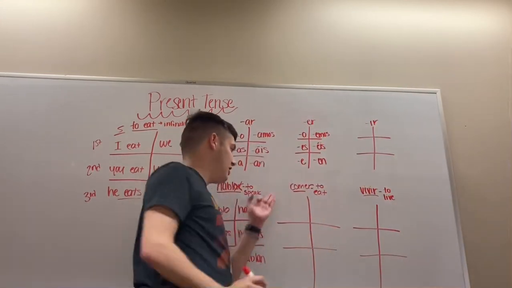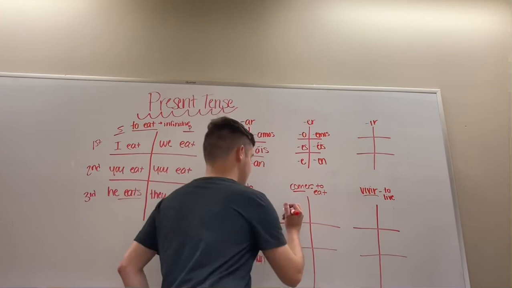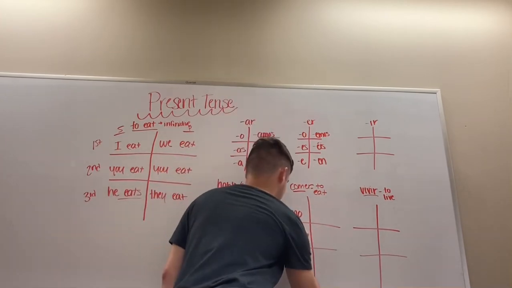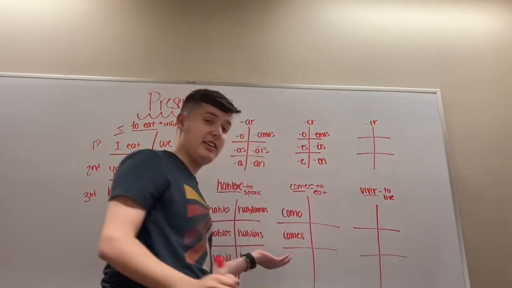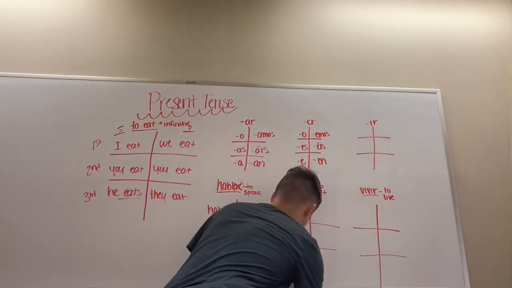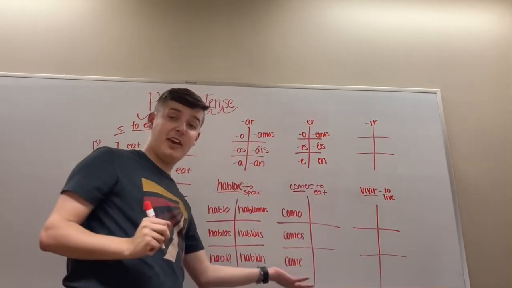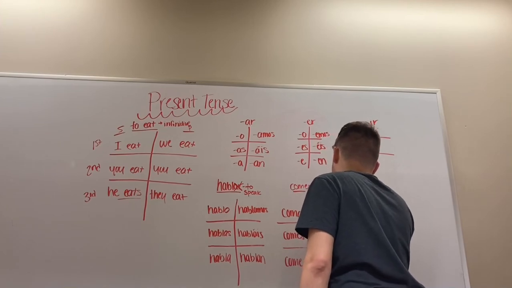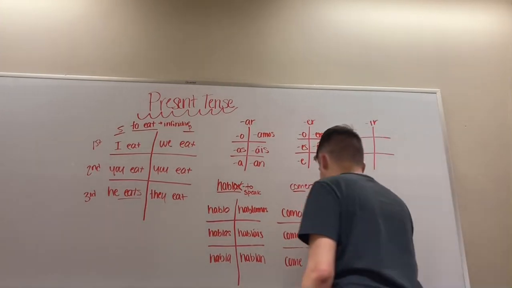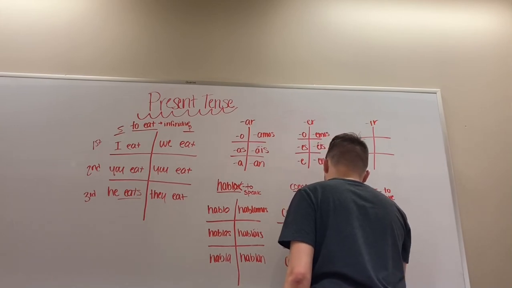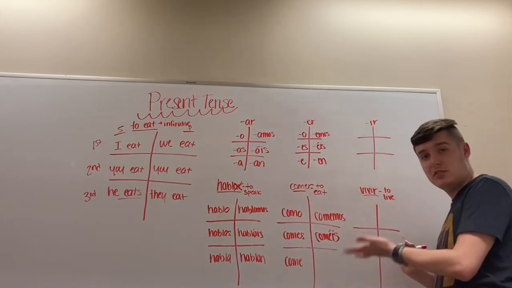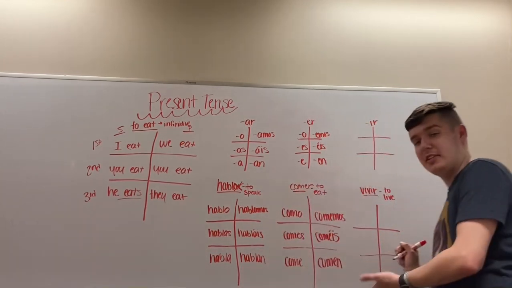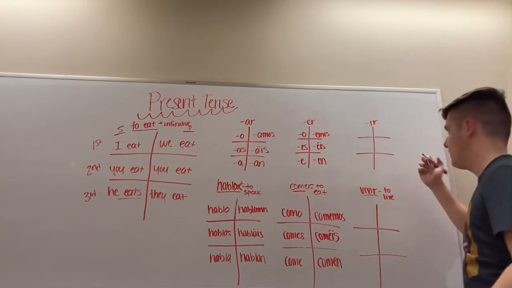So now let's conjugate the verb comer, which is to eat. We have como, I eat. Comes, you eat. Come, he or she eats. Comemos, we eat. Coméis, you eat, plural you. And comen, they eat.